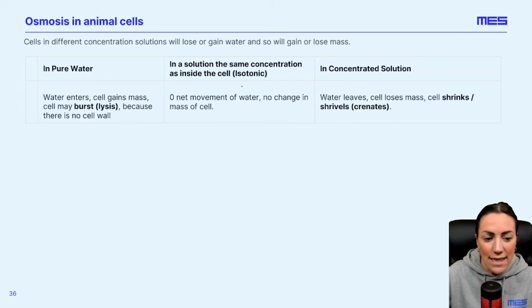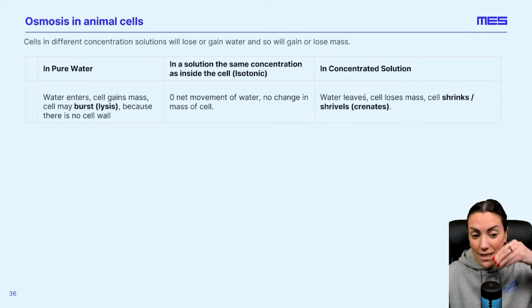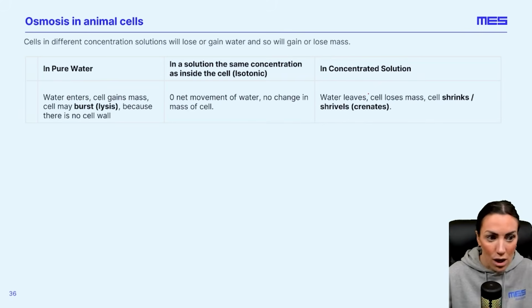If you put an animal cell into a solution that's the same concentration, there'll be no net movement of water, no change in mass of the cell, so the size, the shape, the mass would stay the same. If you put an animal cell into a concentrated solution, a solution that has a high concentration of solute, like salt or sugar, water would leave the cell because inside the cell is more dilute and outside is more concentrated. So water would leave by osmosis, the cell would lose mass, it would shrink or shrivel, which we say is crenation. So the cell crenates.